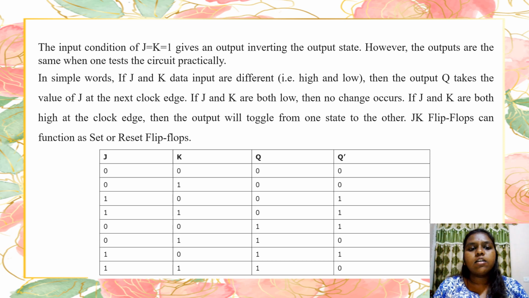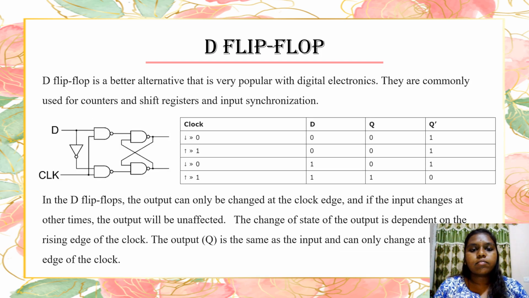In simple words, if J and K data input are different, then the output Q takes the value of J at the next clock edge. If J and K are both low, then no change occurs. If J and K are both high at the clock edge, then the output will toggle from one state to the other. JK flip-flops can function as set or reset flip-flops.